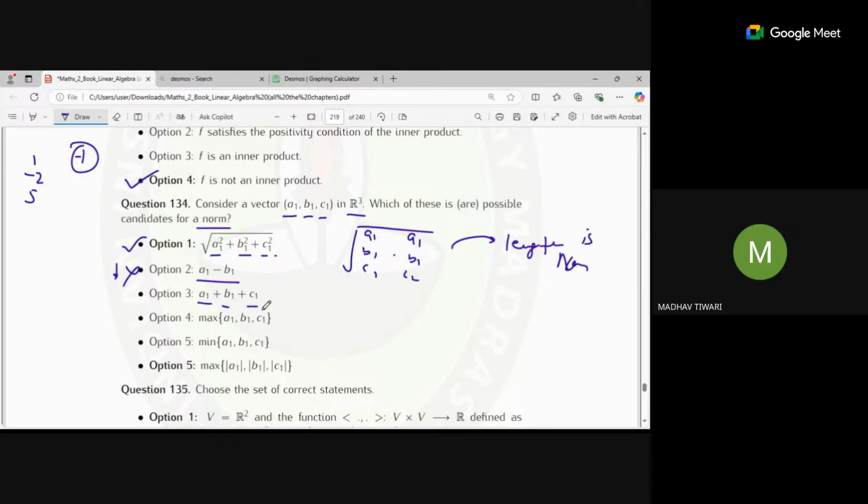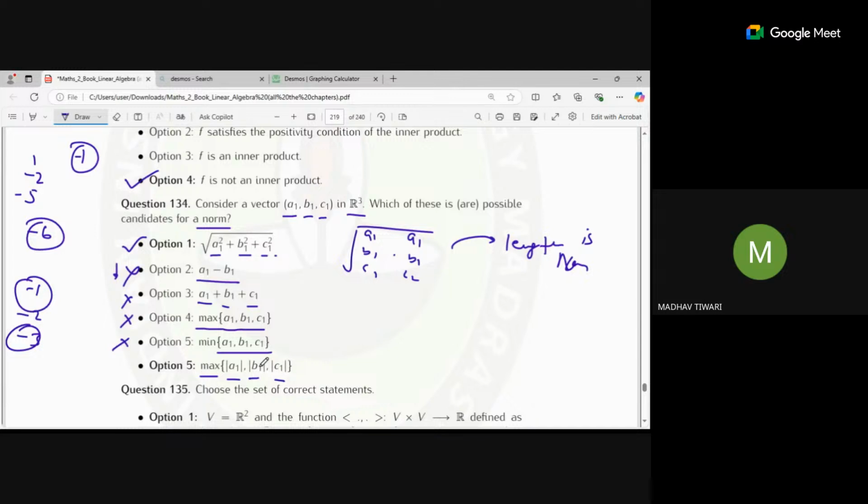Same here, if you add all these, suppose it is minus 5, it will be minus 6, right? Addition, so it will also fail. Next is max of these parts, whichever is max. Suppose all three are negative, minus 1, minus 2, and minus 3. So maximum is minus 1, so it is still negative. So it is false. Minimum, minimum is minus 3. It is also wrong.